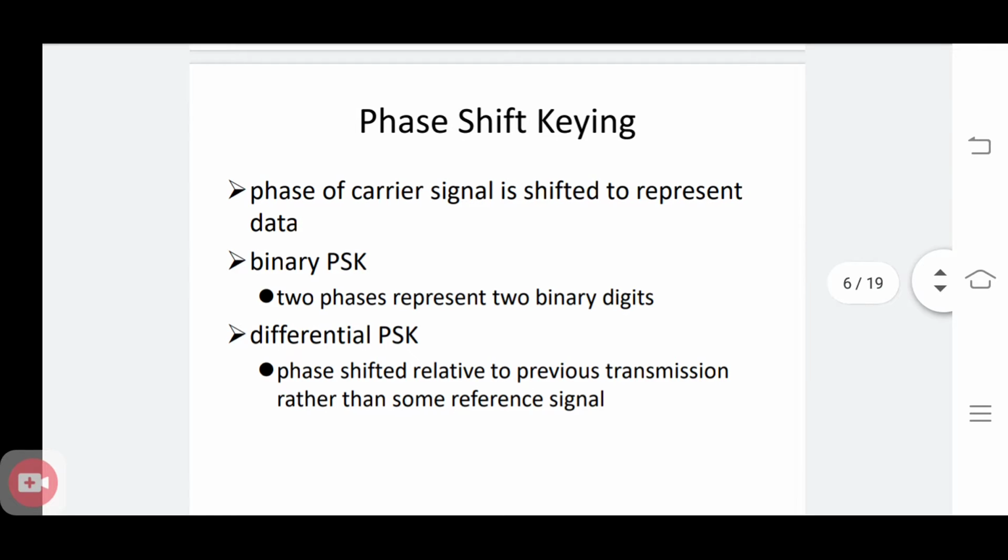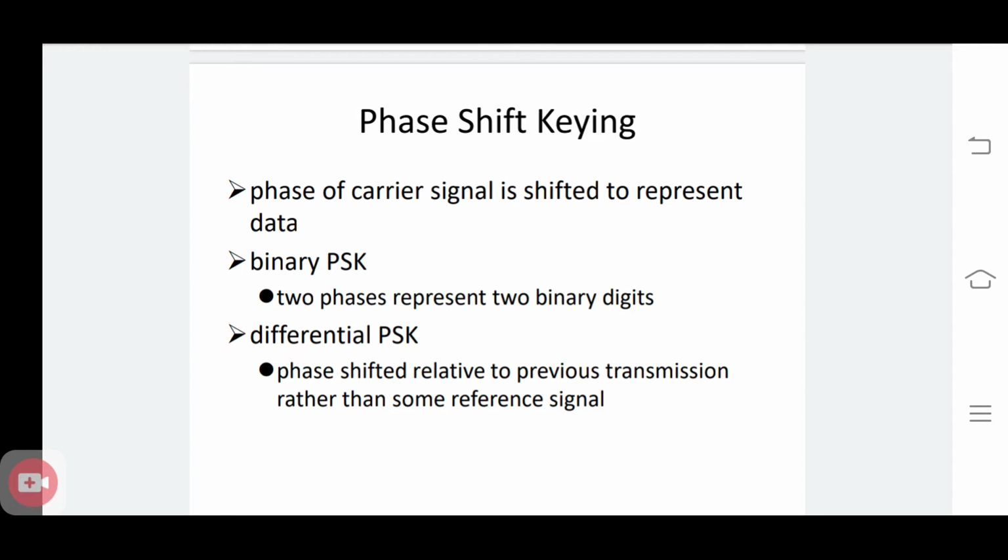And the third mechanism for digital to analog signaling is phase shift keying. Here the phase shift is used for representing the binary data. Okay, and the most common form is binary PSK. Here for representing two binary digits, we are using two different phases. Also we are using differential PSK, where the phase shift is relative to the previous transmission rather than some reference signal. So the most common forms of phase shift keying are binary PSK and differential PSK.